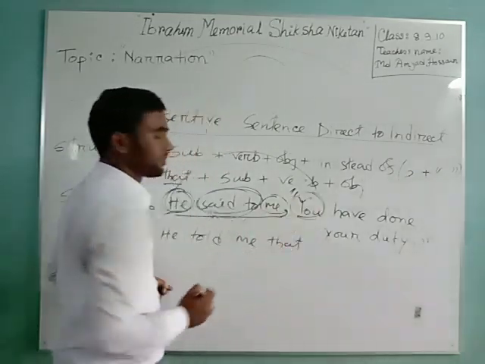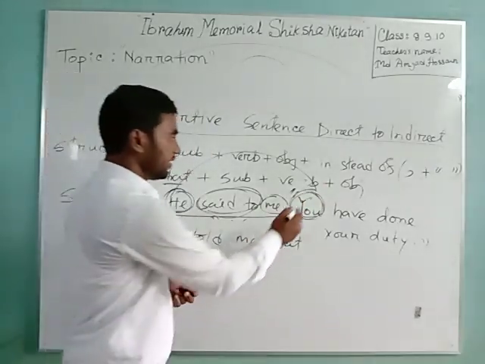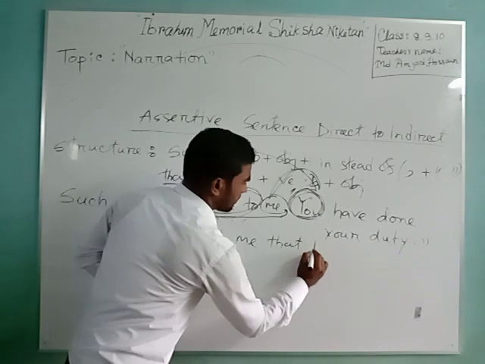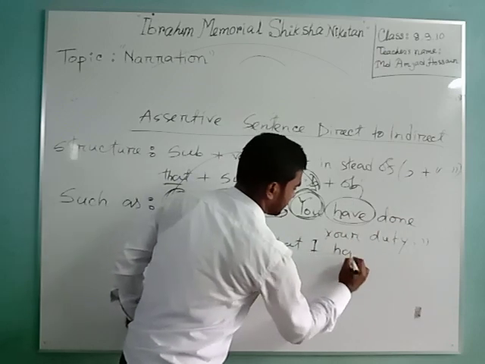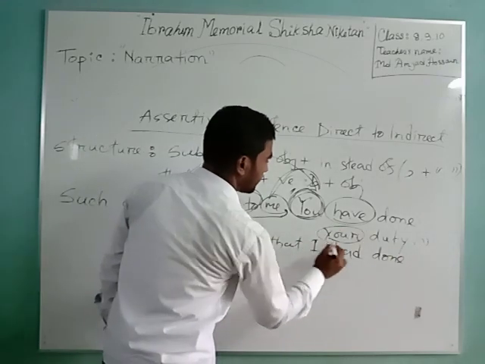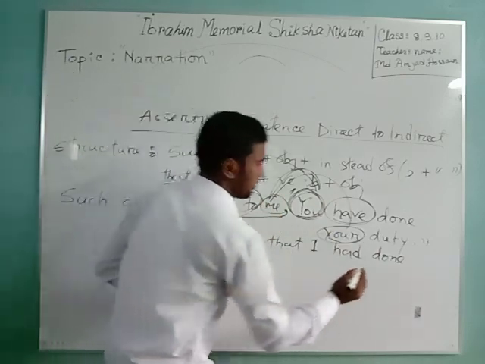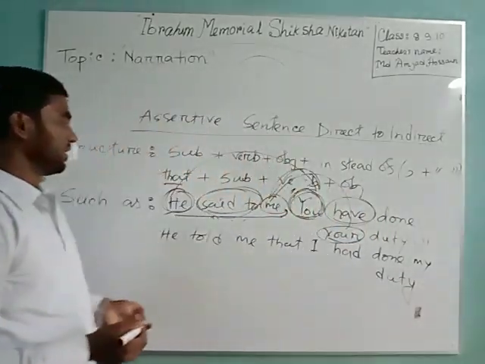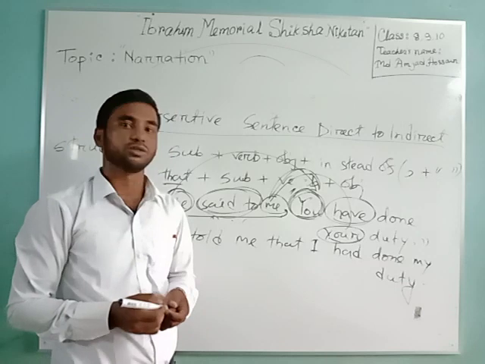Here is you, second person, so we have to change you. We know that you, second person, follows the object me. Here we write down I. Have, has becomes had: I had done. Your is second person, so we will follow the object me: my duty. In this way, we have to change first person to follow the subject and second person to follow the object. Third person has no change.